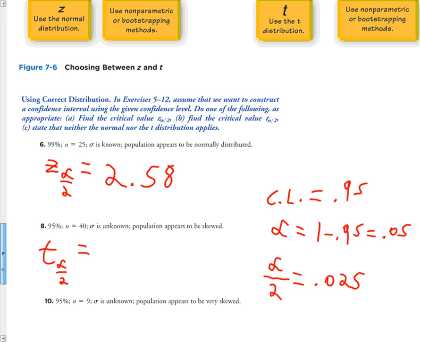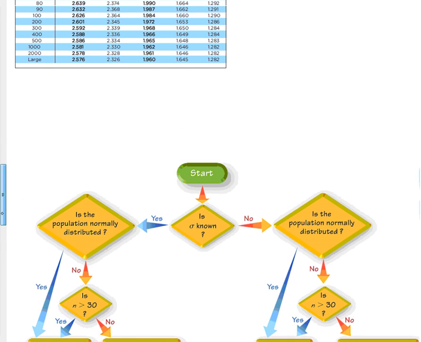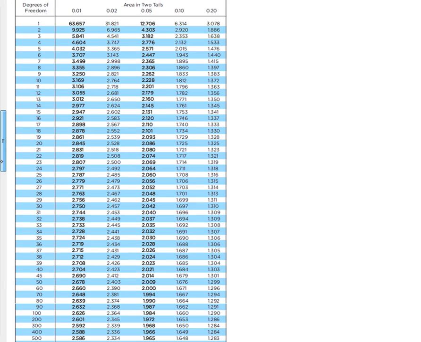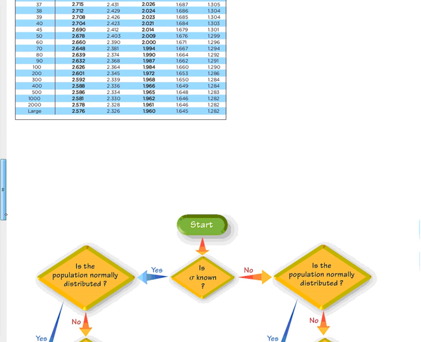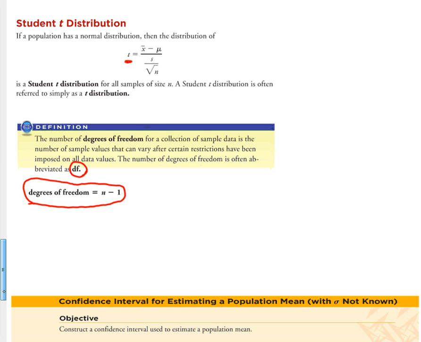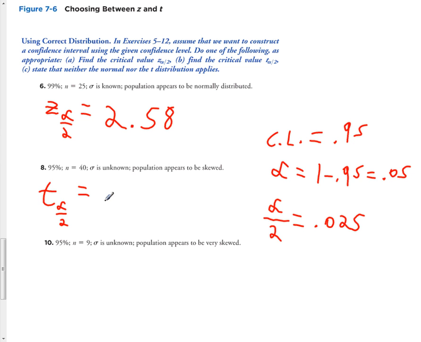So let's go up here to table 8.3. Oh, the other thing we need to know, I forgot to use that table, is the number of degrees of freedom. Our degrees of freedom are going to be n minus 1. In this case, n is 40, so our degrees of freedom are 39. We need that information to use table A3.